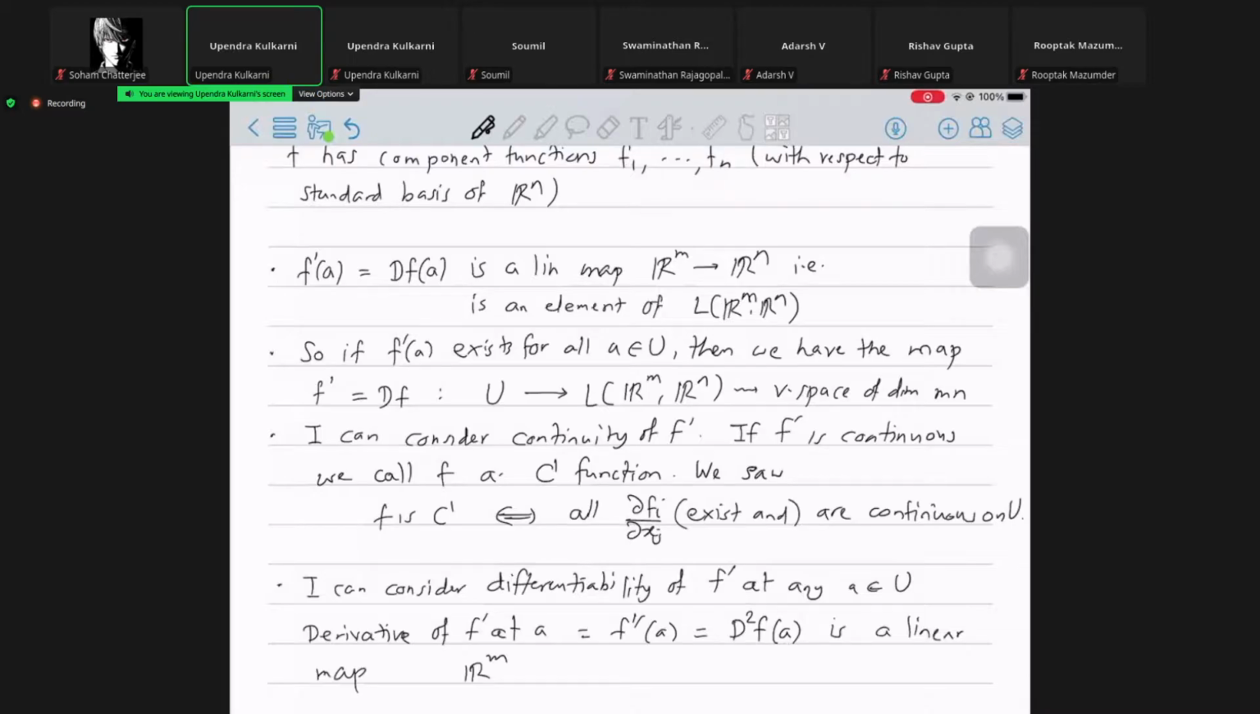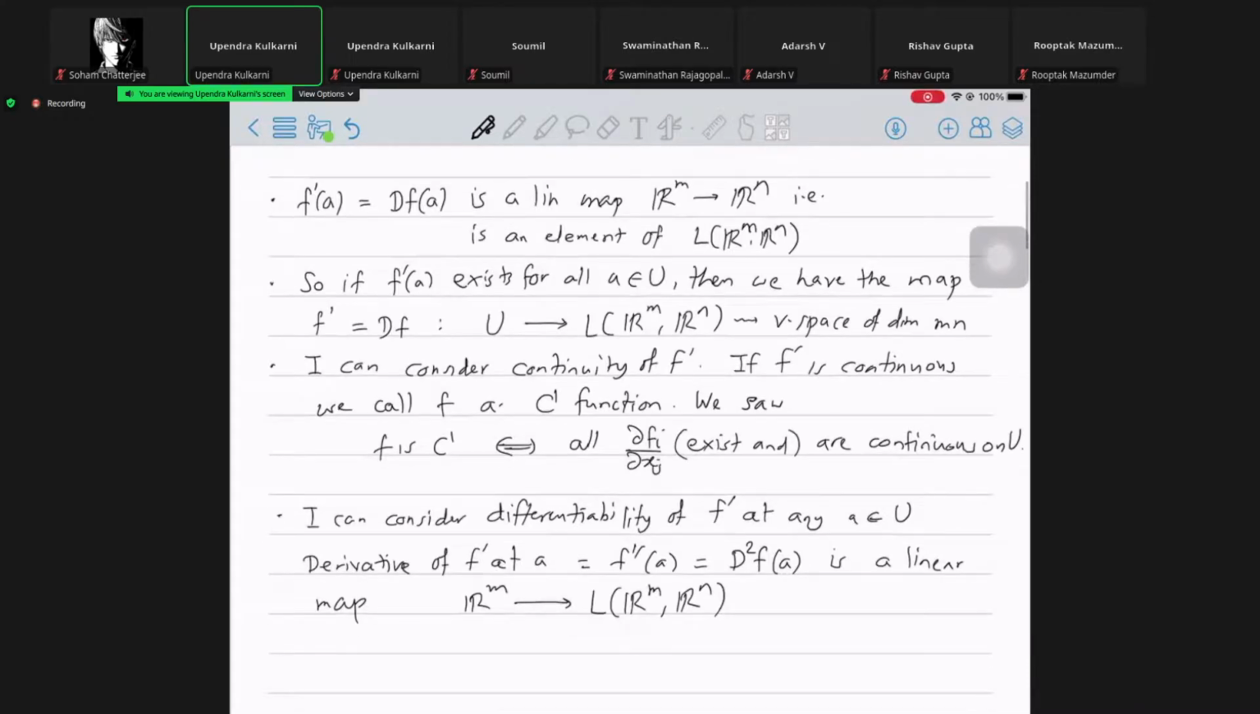because f prime is a map from U, but now it is going to be from where to where? This is going to be from the same vector space as the target of my original map. So this is the derivative of f prime at any point, so again, it is a linear map. Let me write down f double prime of A. Okay, very good.